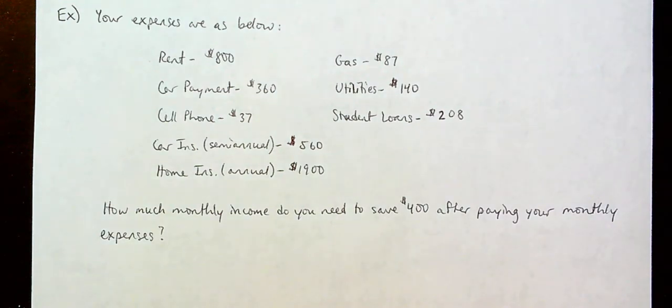So we have rent, gas, utilities, student loans, car payment, cell phone, car insurance, and homeowners insurance. For the purposes of this problem, we are assuming that you rent an apartment, but you also own a house. Maybe you have a house somewhere outside of where you live for, say, the summer or something like that, and where you live right now, you just rent every single month. So this is a somewhat realistic problem here.